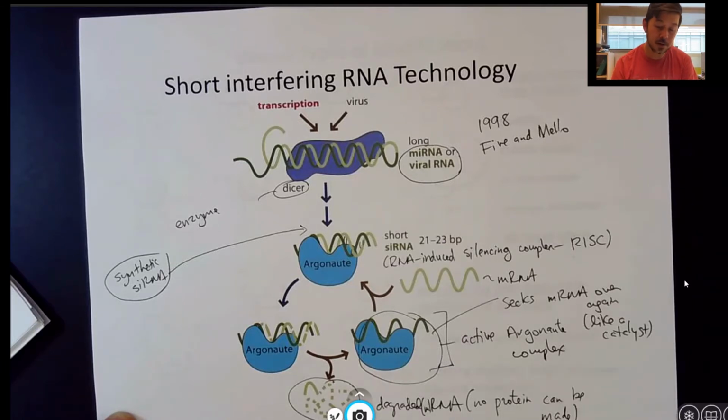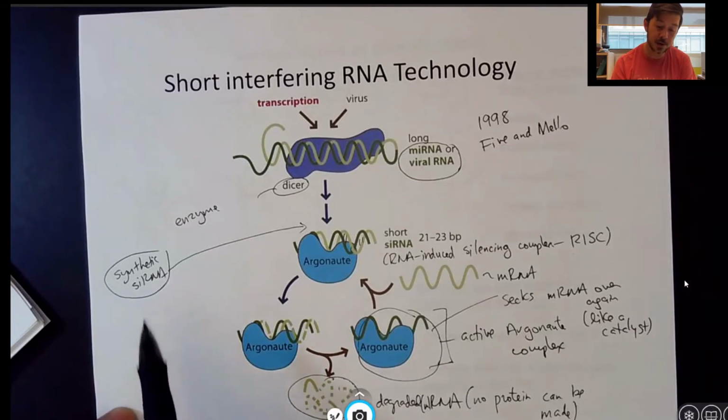So recall that we have 30,000 genes, and only about 15 to 20% are thought to be druggable using small molecules. So using a synthetic siRNA, we could potentially target any of those genes that could be implicated in things like diseases.